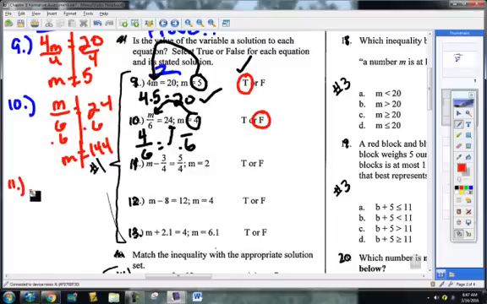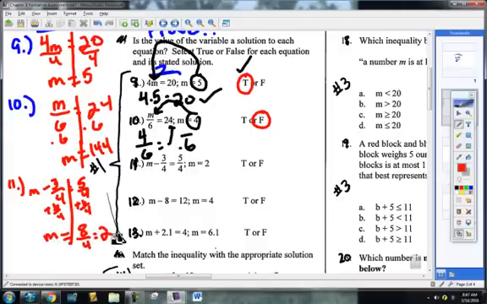Number 11. m minus 3/4 equals 5/4. So I'm going to draw my line. I'm going to add 3/4 to both sides. And I'm going to get m equaling what? 8 over 4, which equals what? 2. Is that what it's supposed to equal? Huh? Yeah. Okay, good. So that's the first way. So right there, I just proved it true.